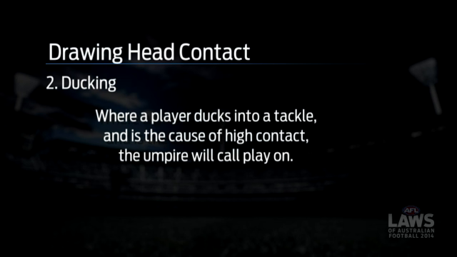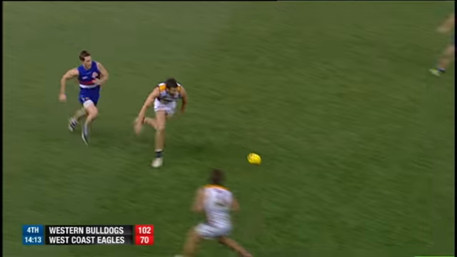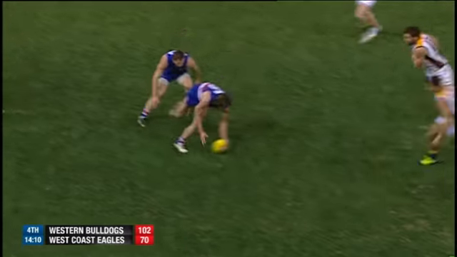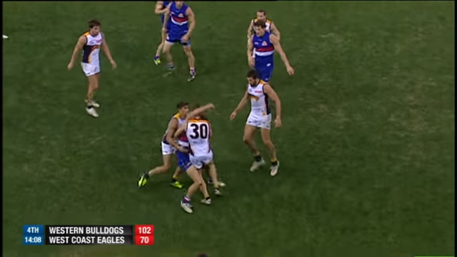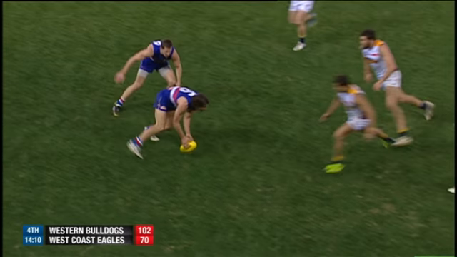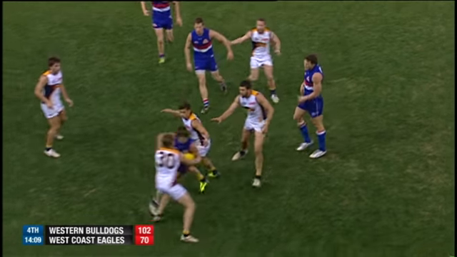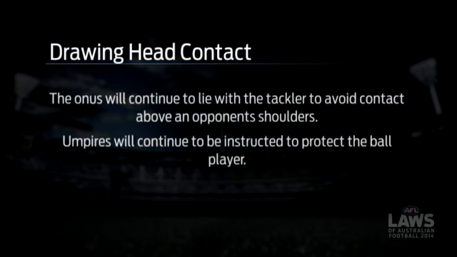Ducking. Where a player ducks into a tackle and is the cause of high contact, the umpire will call play on. In the following example, Griffin ducks into the tackle and the umpire correctly calls play on. The onus will continue to lie with the tackler to avoid contact above an opponent's shoulders. Umpires will continue to be instructed to protect the ball player.